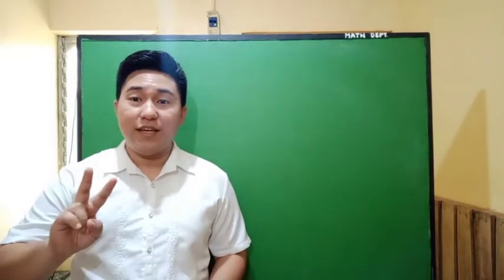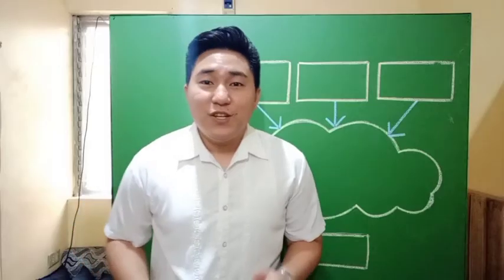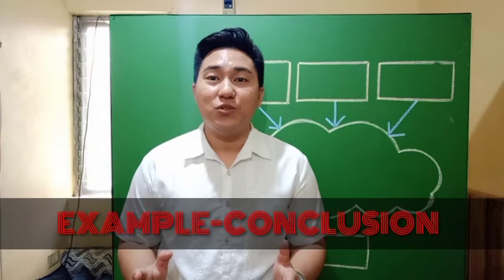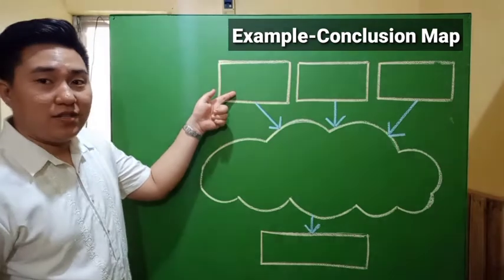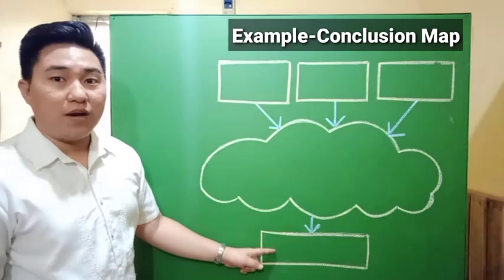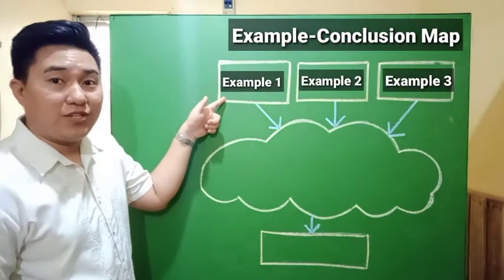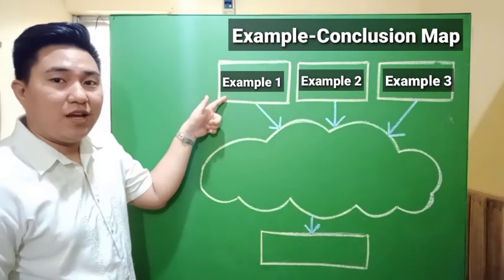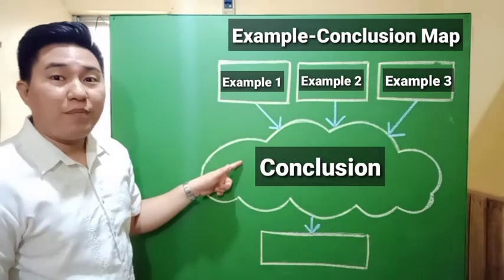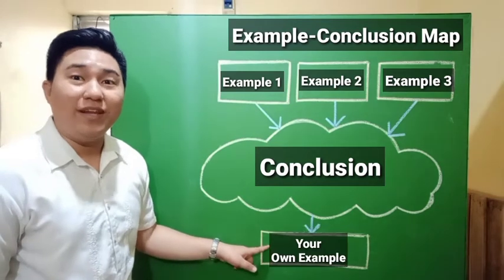From these two cases, we will be presenting examples, and from the examples, we will generate a conclusion to represent the rule. So in here, we will be using the example conclusion map. The map goes this way. So as you can see, we have here three boxes, a cloud, and another box. So the three boxes above, we will be placing here the examples for the lesson. Then from these examples, we will observe the pattern and investigate for us to generate a conclusion to represent the rule. And as we conclude, it is your time now to give your own example.